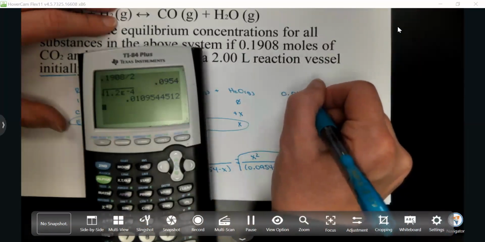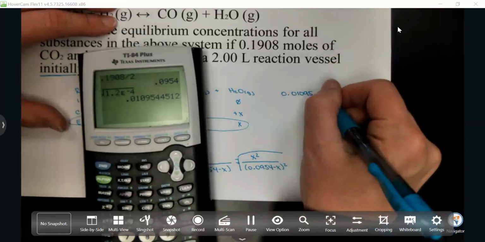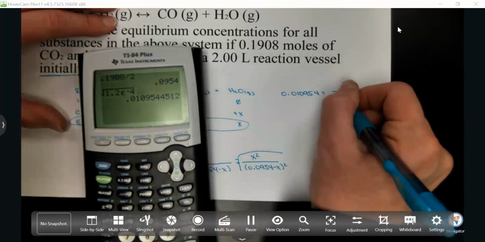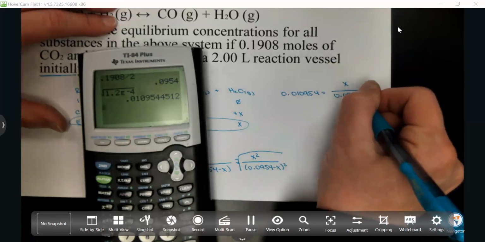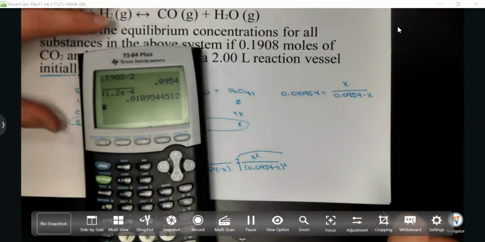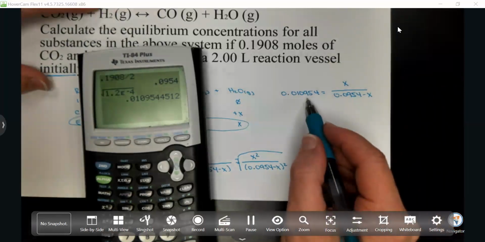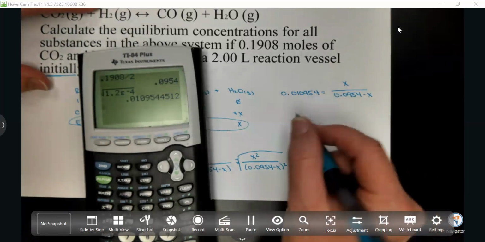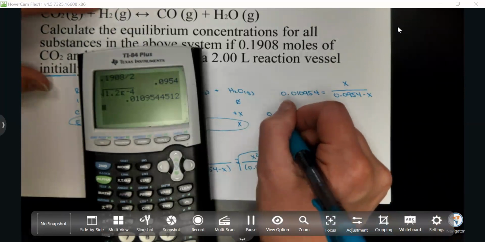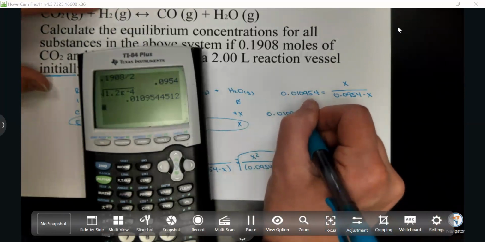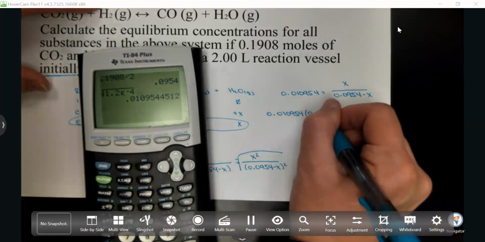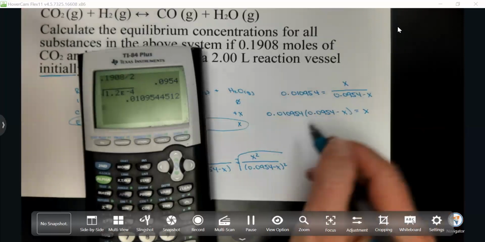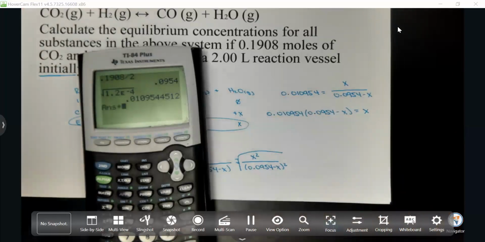And I'm going to just write a few numbers down, not mess with sig figs quite yet. And I'm going to have X over 0.0954 minus X. So now I have to multiply both sides by this. So I'm going to have 0.010954 times 0.0954 minus X is equal to X. I got to distribute this number.